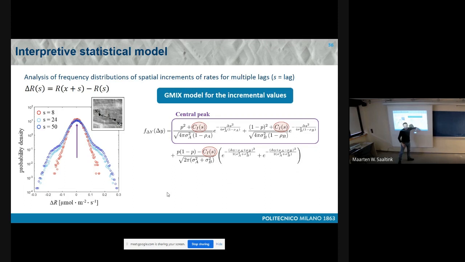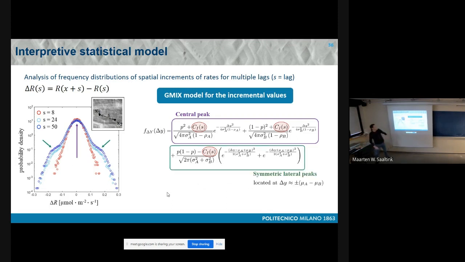This part here, we did some studies, of course, on this one, which I'm not going to show. If you're interested, of course, I can show them. This part here governs the peak, and this term here governs the location of the symmetric lateral peaks. Not only that, the distribution depends on the degree of correlation between the 2 points at which the increments are taken, which means that naturally this distribution changes depending on the lag that you take.